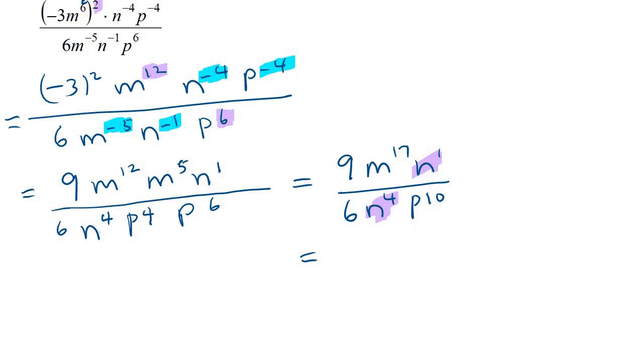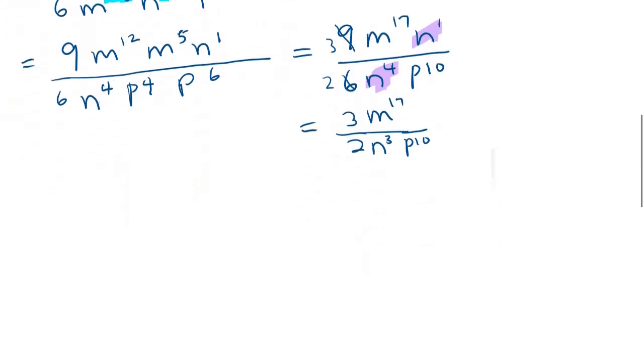Let's simplify 9 and 6. So that will be 3 and 2. So it will be 3 over 2. And then the m stays where it is. And then the n, we're going to take 1 from the 4, and the denominator will be n to the 3rd. And then the p stays where it is, p to the 10th. It looks like a long process, but actually it's really fun to do. It's not too hard. And that's the answer to that.